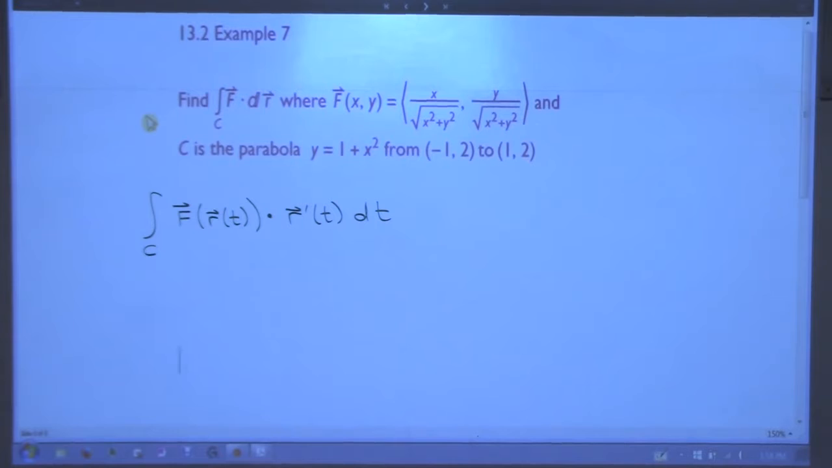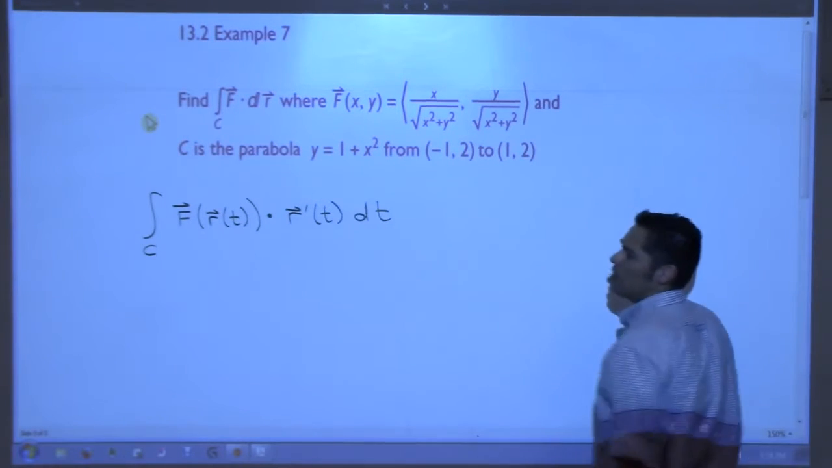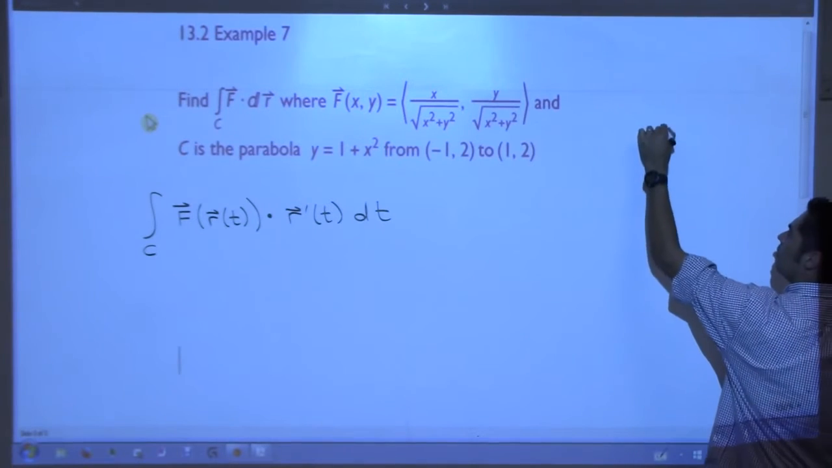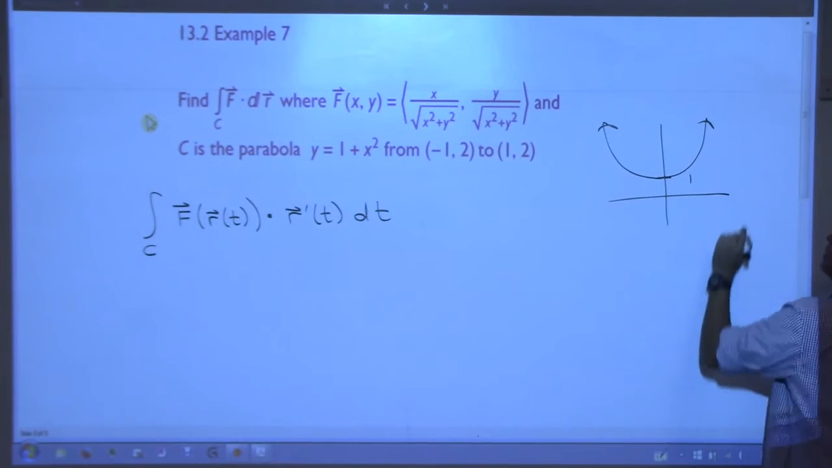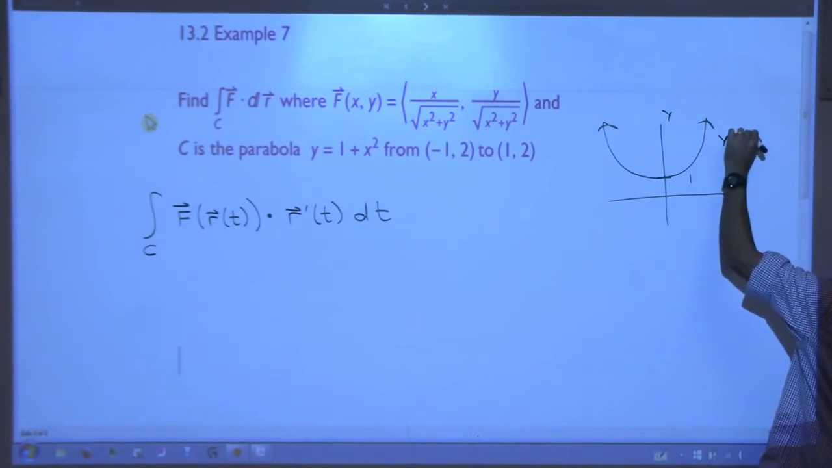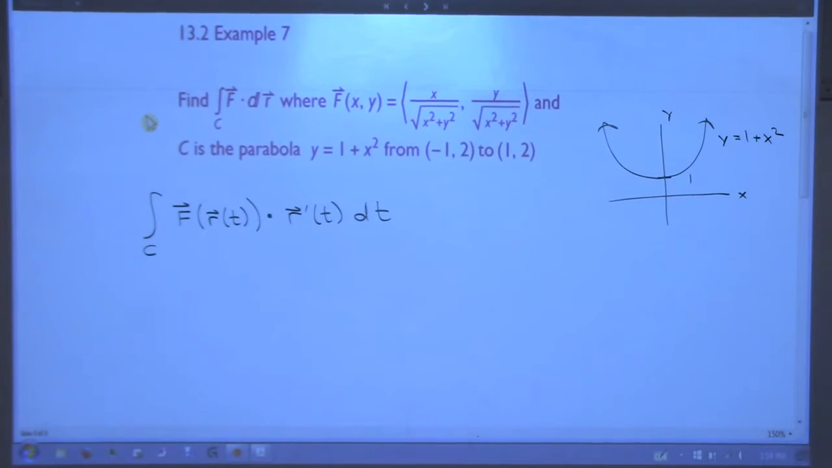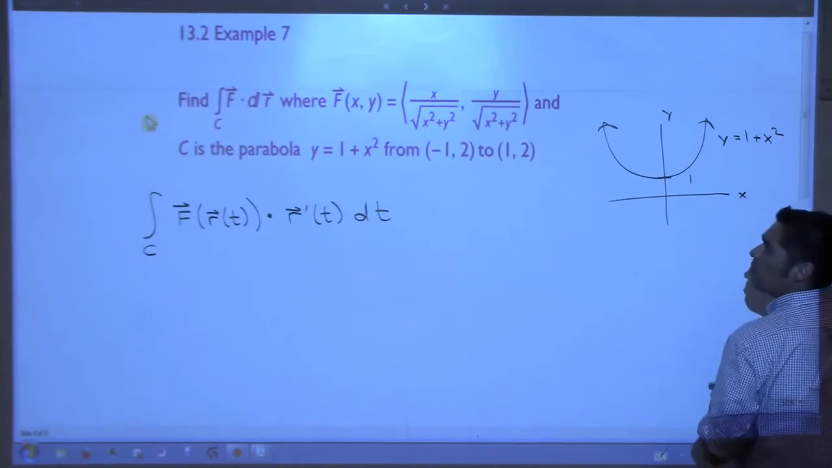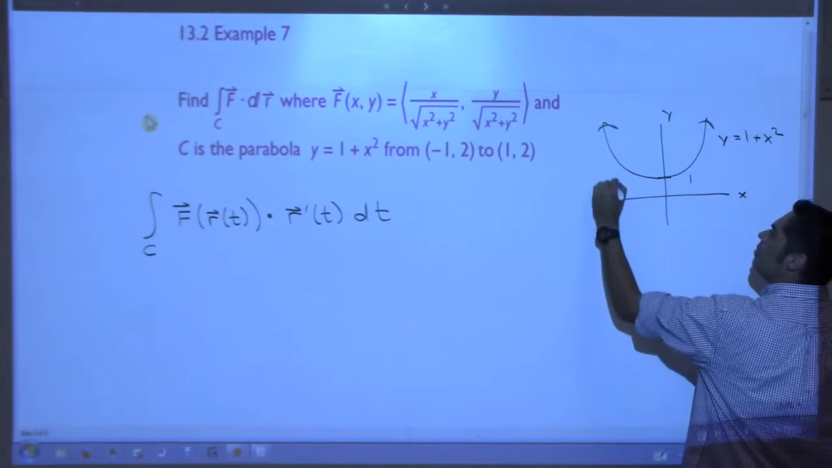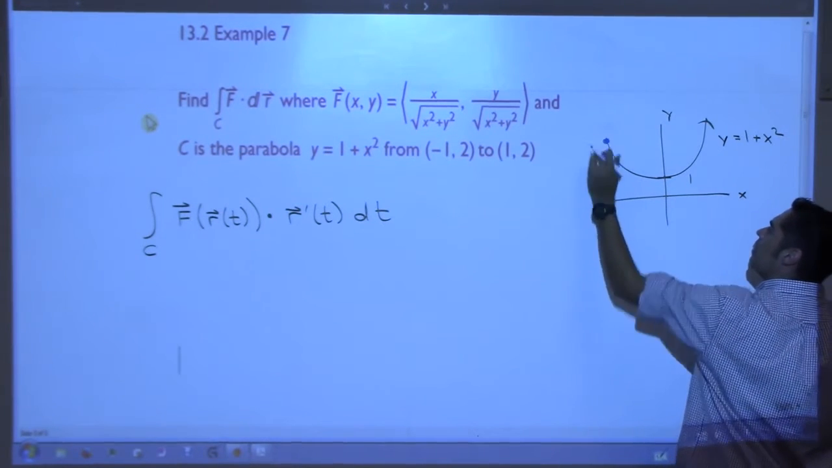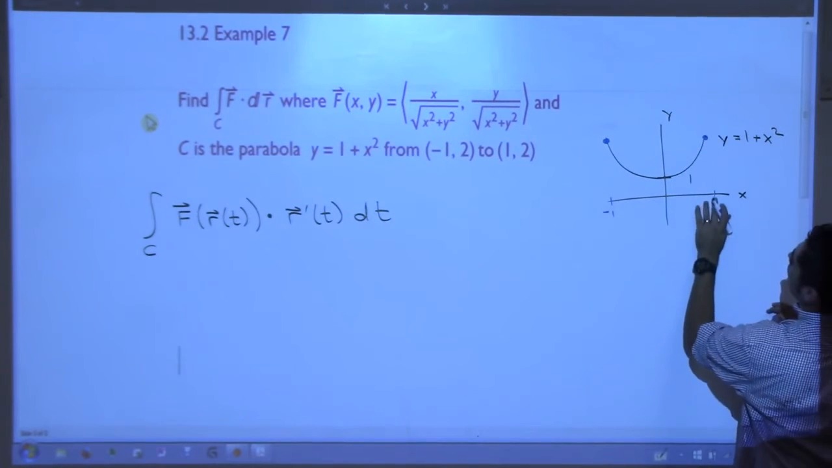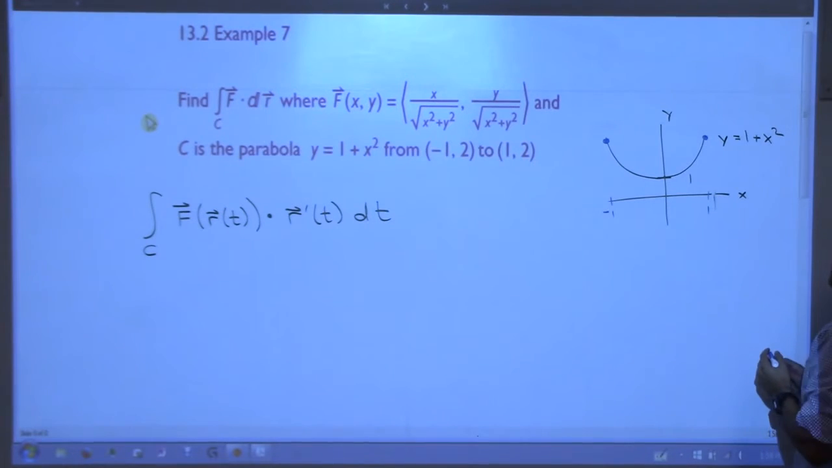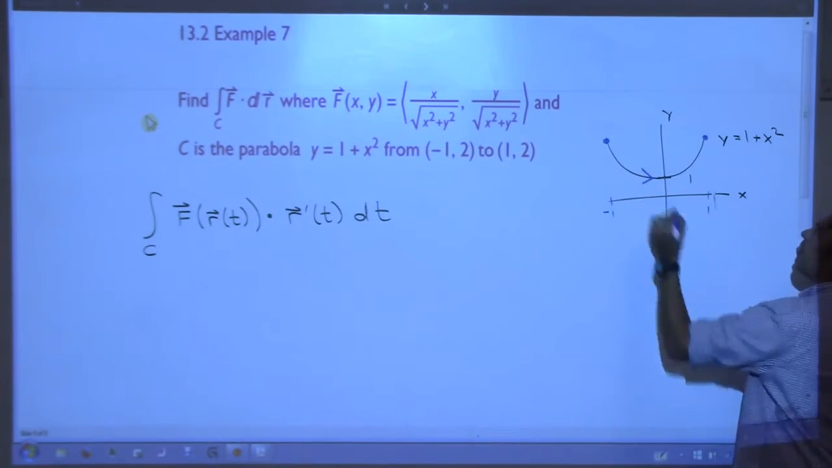So r is this curve. It's the parabola y equals 1 plus x squared, which I think we're comfortable with what that looks like. X, y equals 1 plus x squared. But I need to write that as a vector function. And I'm only supposed to go between -1, 2, which is here, so I need to cut that off. And I'm supposed to go to 1, 2, which is here, cut that off. Right? And I'm supposed to go in this direction.